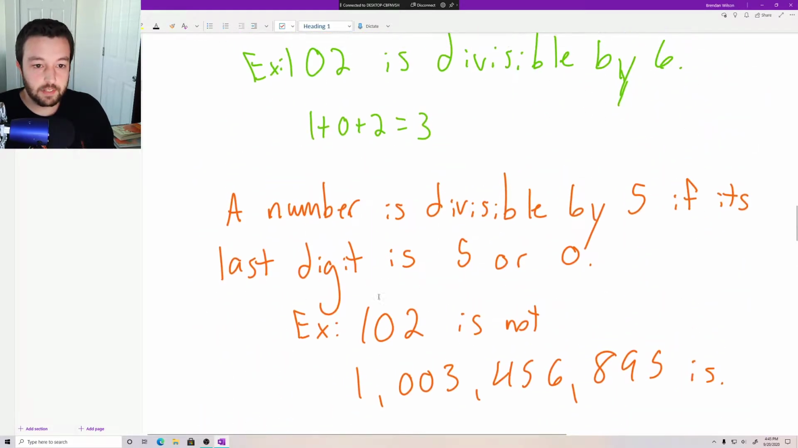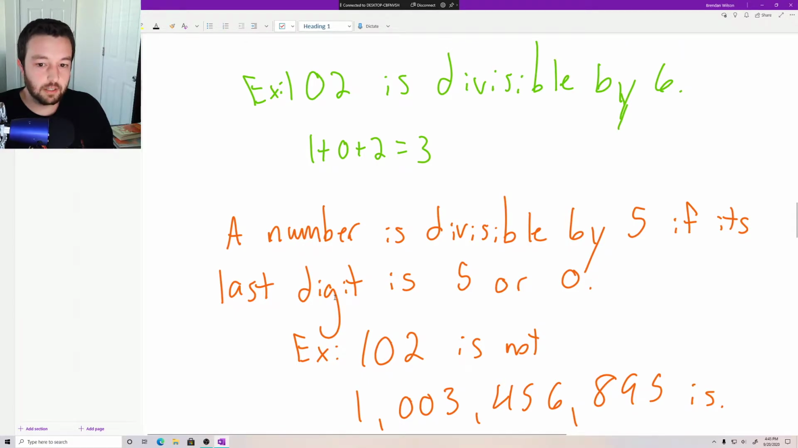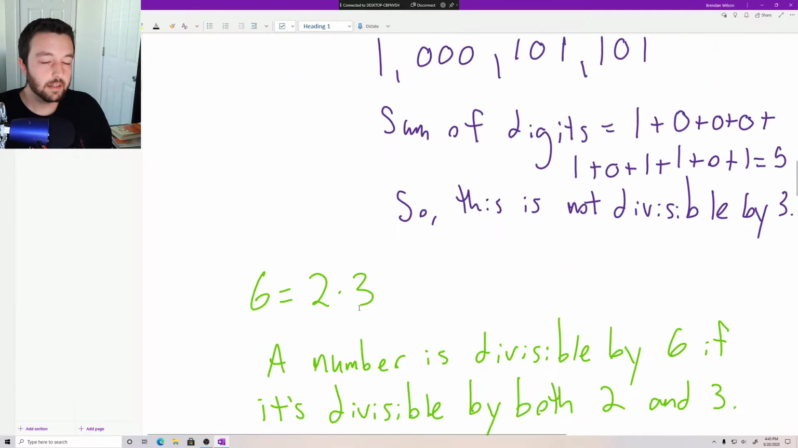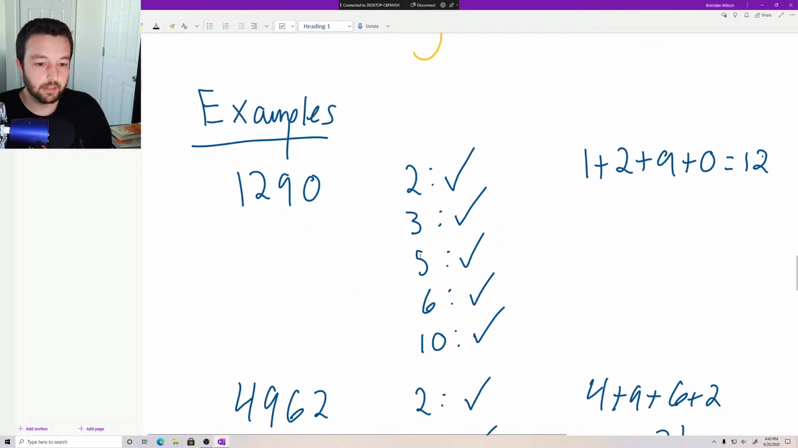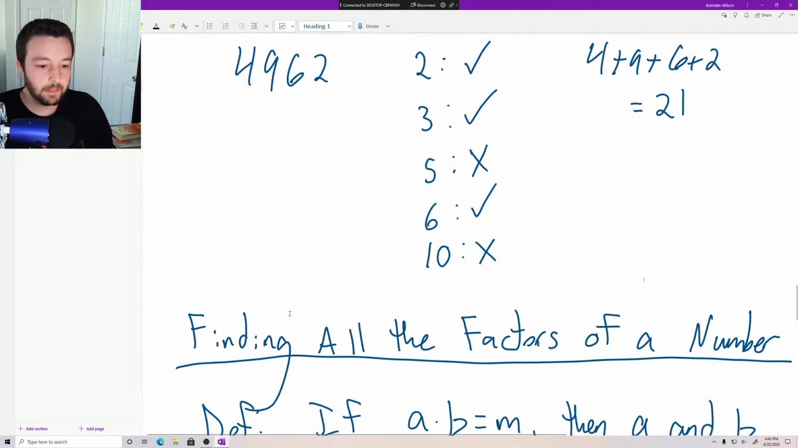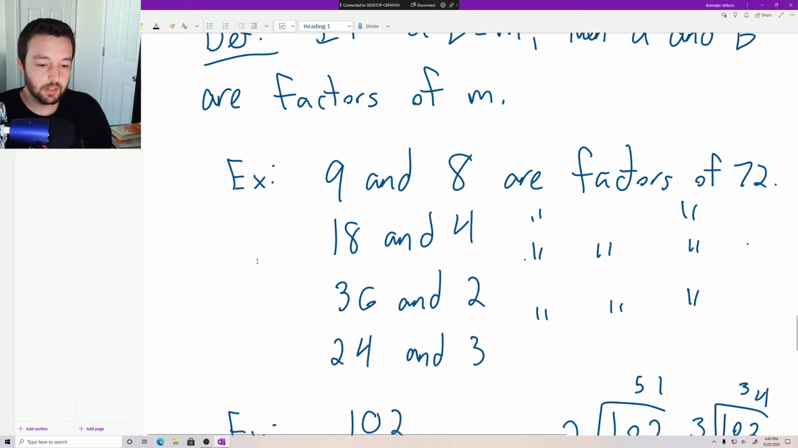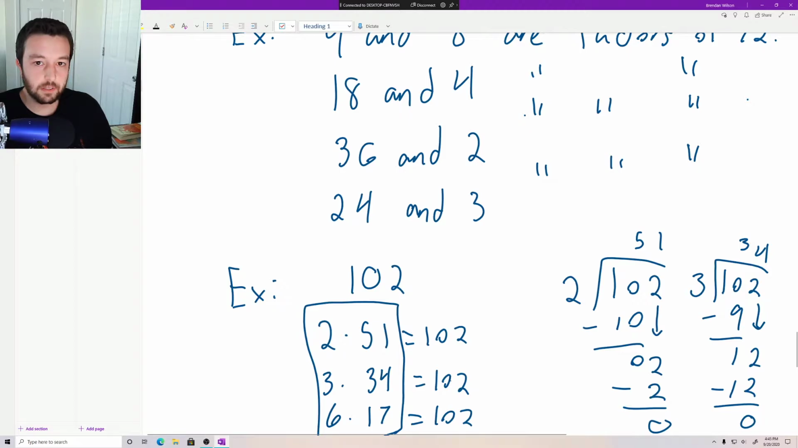And then we talked about divisibility. How to tell whether or not a number is divisible by certain numbers like 2, 3, 5, 6, and 10. I think that was all of them. You can see right here, yeah, 2, 3, 5, 6, and 10. And then we talked about how to find the factors of a number, and what it means to be a factor of a number. And we went through how to find some of them just using divisibility.